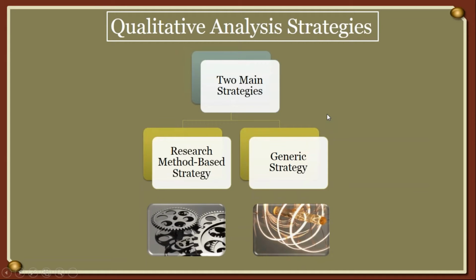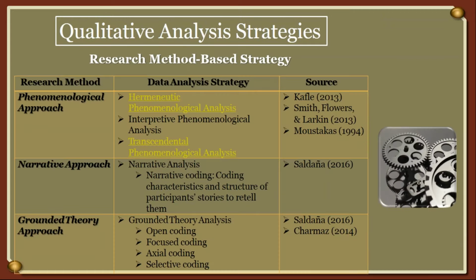So what are the strategies that you could use to analyze your data? I have grouped them into two main strategies: research-based strategy and also generic-based strategy. For the research-based, this means that the strategy that you are using is consistent with the research approach, right? Let's say you are doing a hermeneutic phenomenological approach. You are using a humanistic phenomenological approach, right? This means that you have to follow the steps of humanistic phenomenological analysis, right?